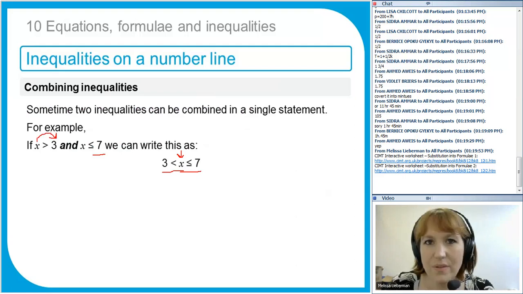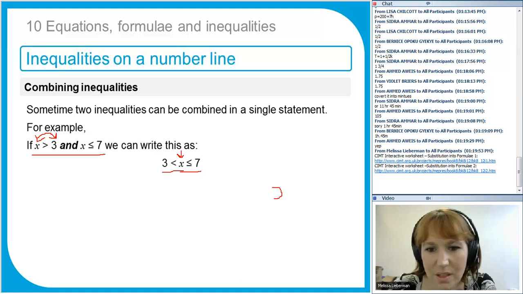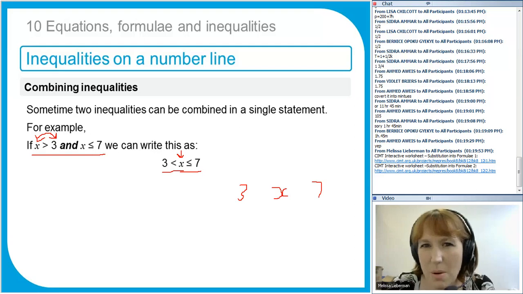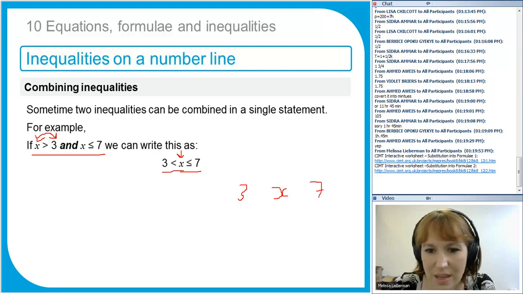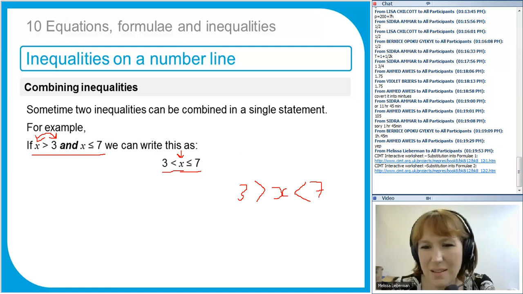But what you have to be very careful of is that you never have something like this. So if you've got the x in the middle, and the 3 and the 7, this will come up a lot in statistics and things like that when you're defining ranges. You would never have the inequality symbols going in opposite directions. It just doesn't make sense. That would mean 3 is bigger than x, and so x is both less than 3 and less than 7, which doesn't quite make sense.